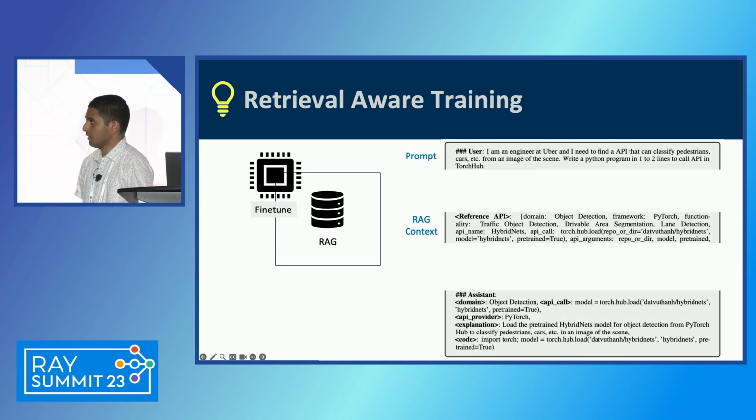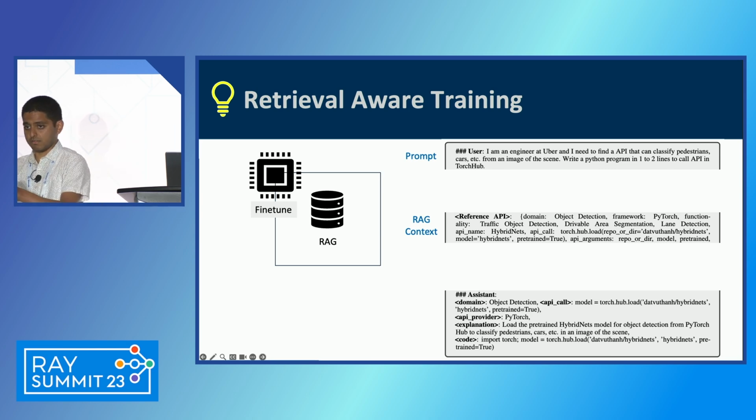So here's an example to help understand that better. The user prompt is, I am an engineer at Uber, and I need to find an API that can classify pedestrians, cars, et cetera, from an image of the scene, right? Simple. Self-driving car, tell me if there are people or if there are cars. Now, you can use RAG. So for those of you who are not aware, RAG is where you take the question, go to your vector DB, find the most relevant documents, and stick it in as a part of your prompt.